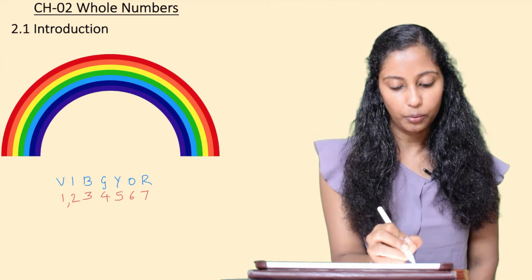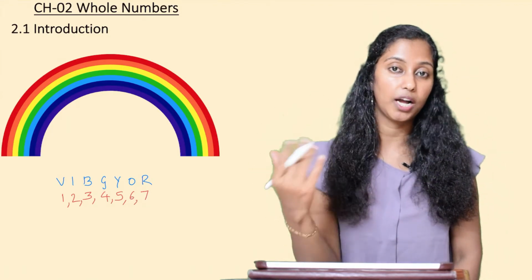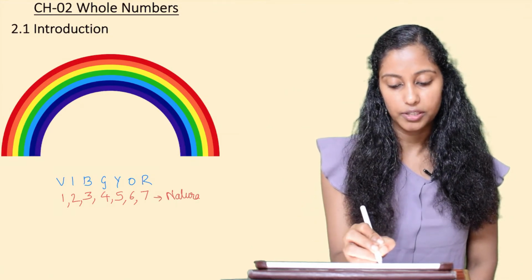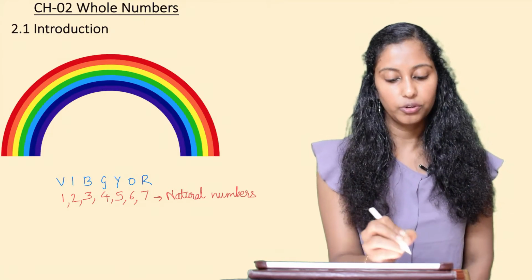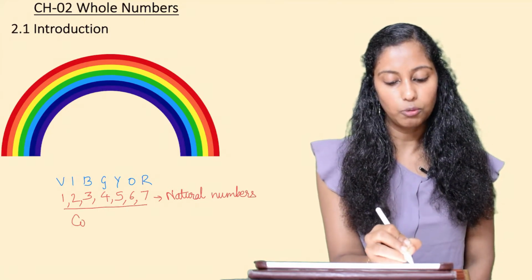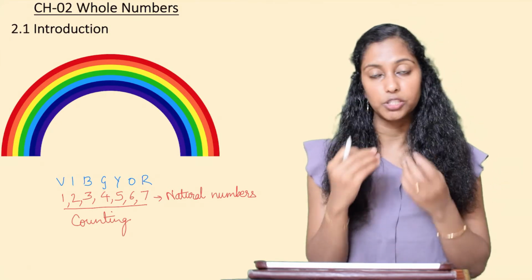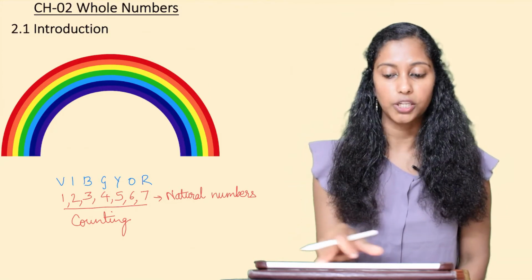So the numbers like 1, 2, 3, 4, 5, 6 and 7, which we usually use for counting, are called natural numbers, and they are also called counting numbers. Usually these numbers are used for counting, and hence they are called counting numbers or natural numbers, because they come out of our mouth naturally when we start counting.